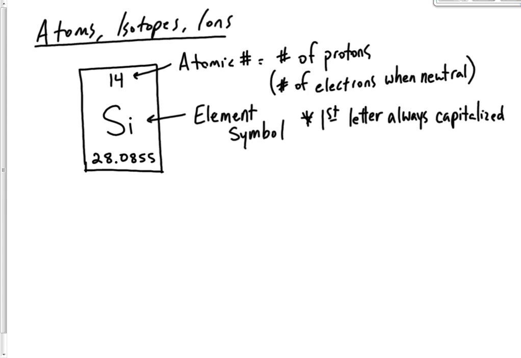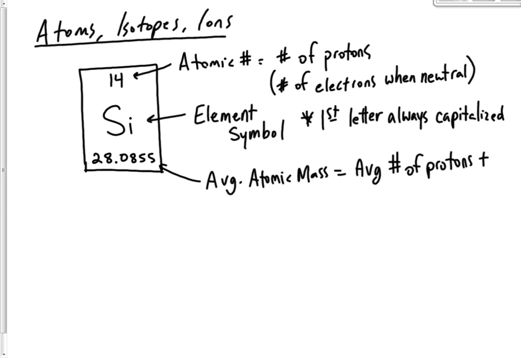Okay, this bottom number is going to be your atomic mass. It's actually your average atomic mass. What that is, it takes the mass of all the isotopes and their relative abundance into consideration, and they multiply all those numbers and add them all up and divide them, and then they get an average, which is what that number is. So it's the average atomic mass, and it's the average number of protons plus neutrons.